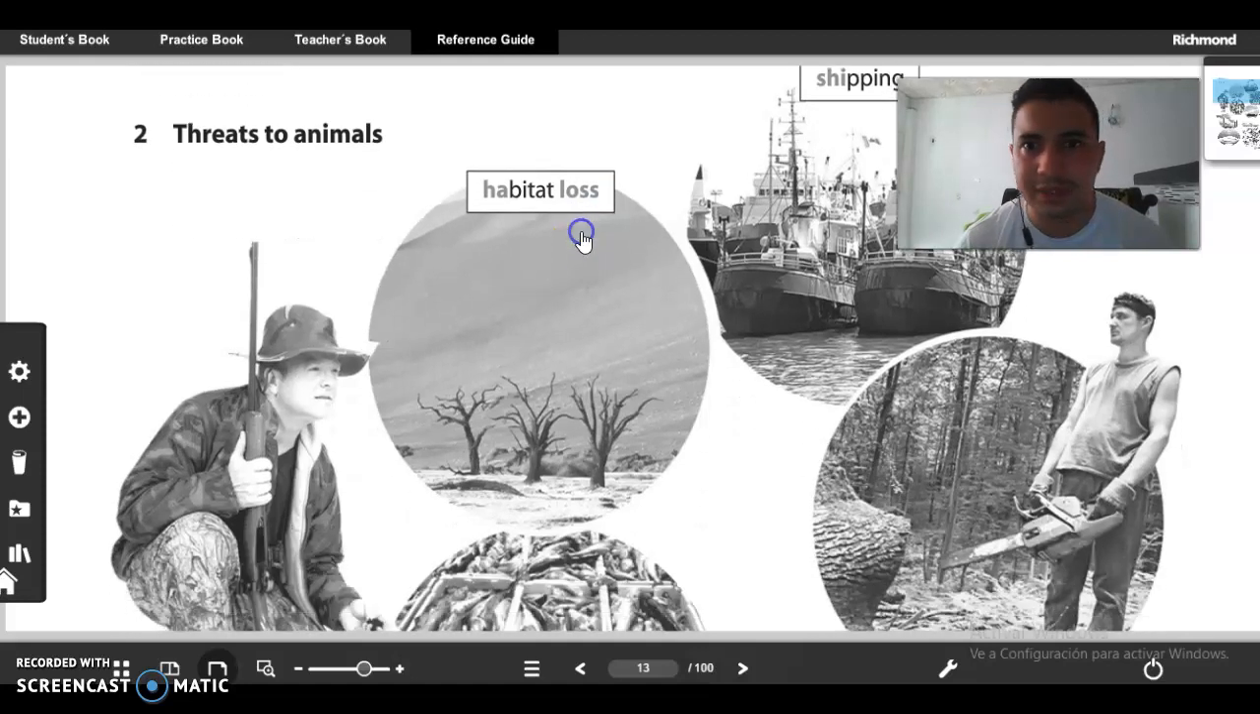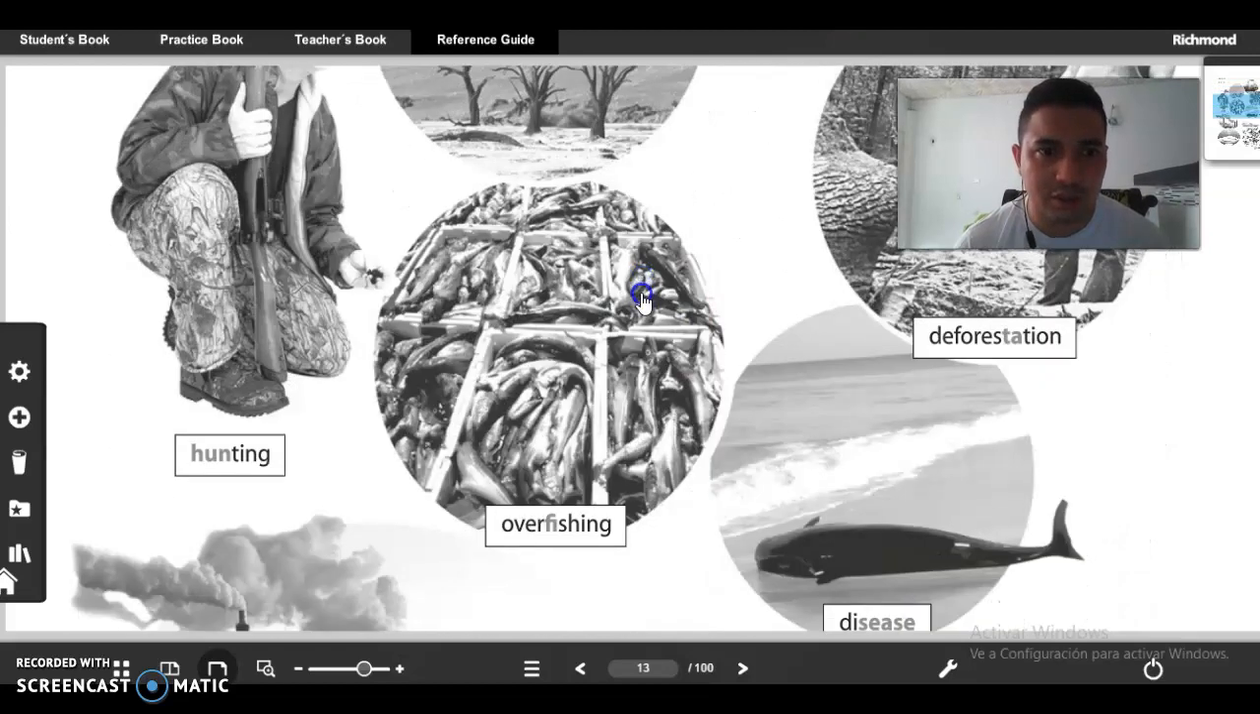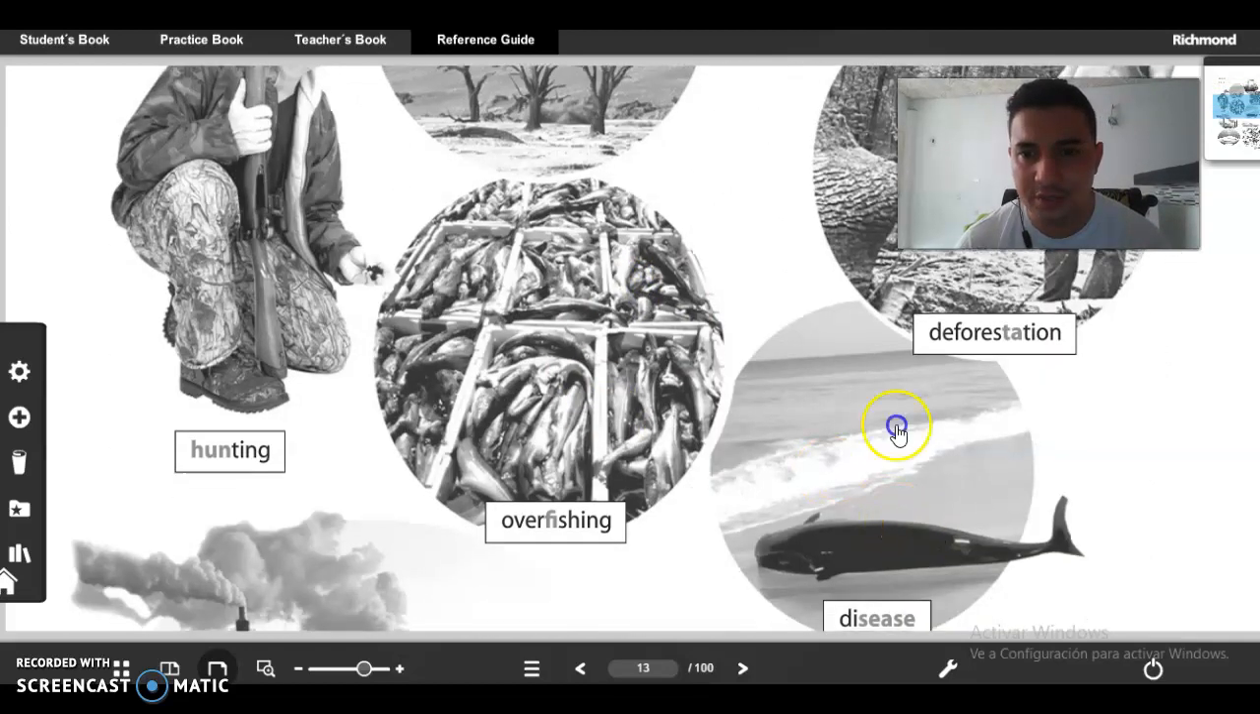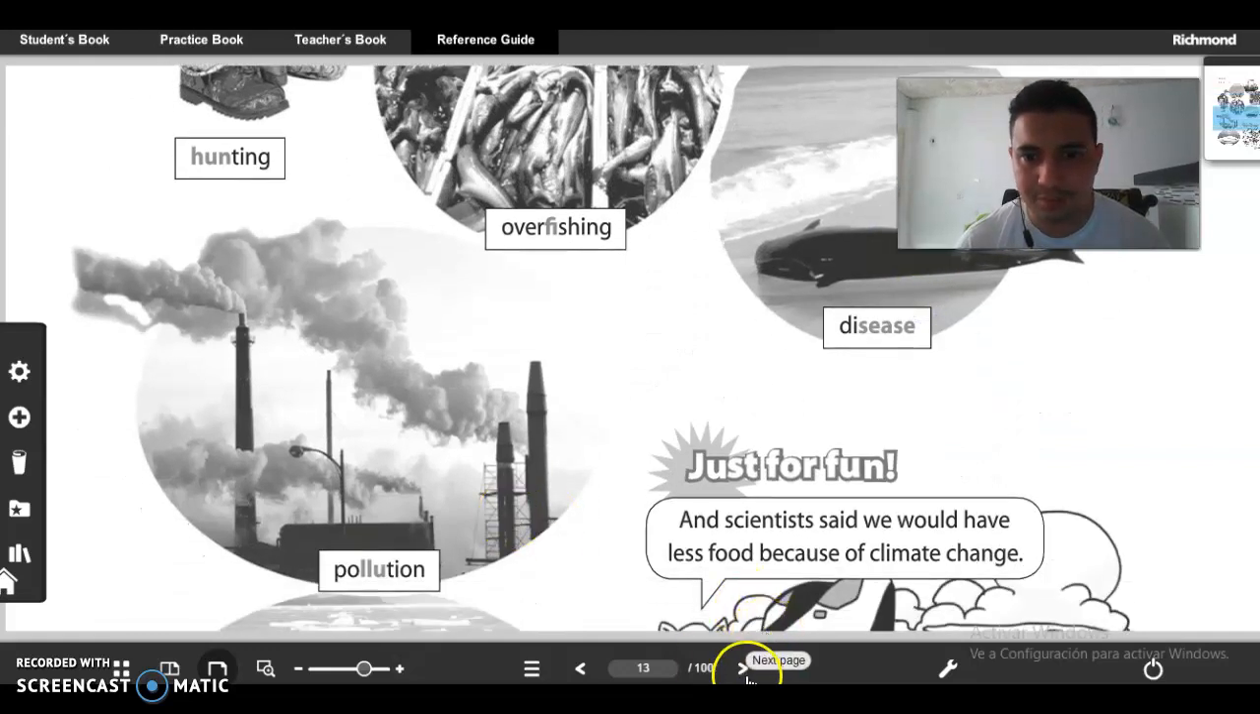The second vocabulary is about threats to animals. So we have habitat loss, shipping, deforestation, hunting, overfishing, disease, and pollution.